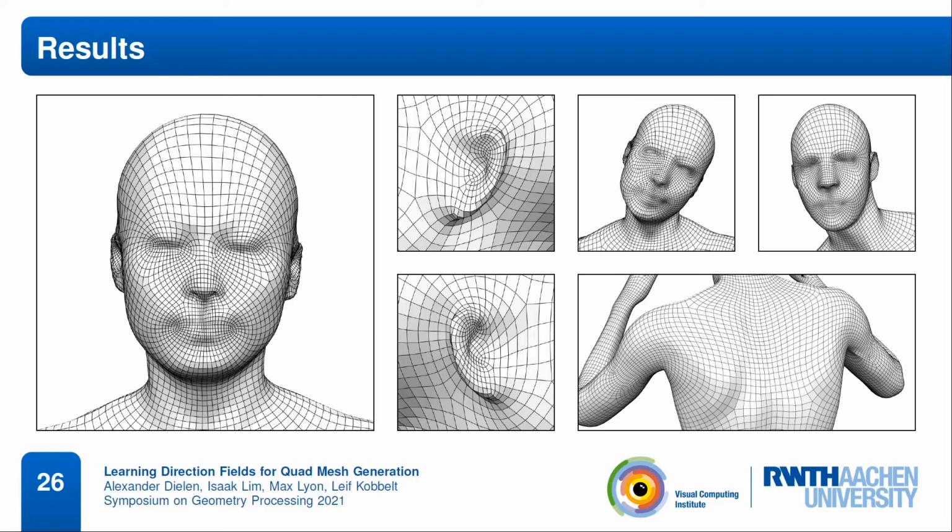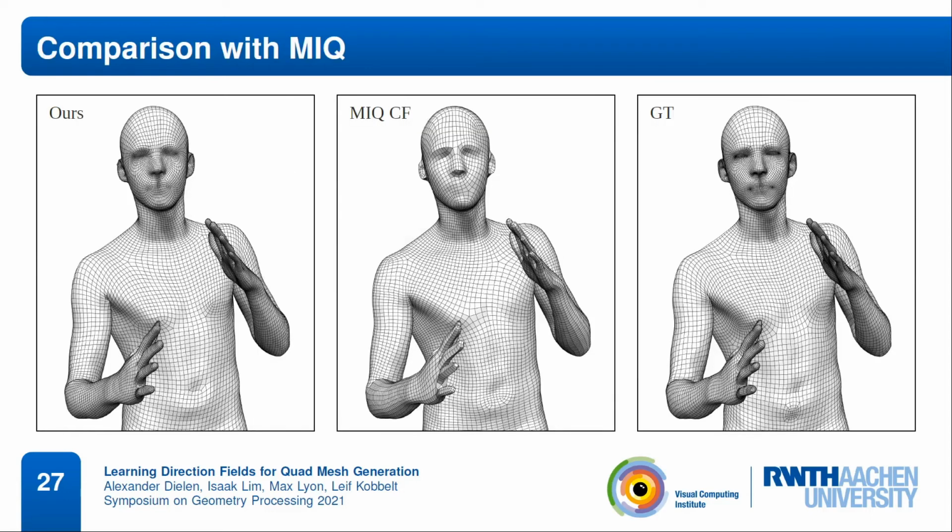In comparison with an existing field generation method, as for example the one employed by MIQ, we observe that our method generates quads that are much more similar to the ground truth. The perhaps most striking difference in overall fidelity can be observed in the faces of the depicted subjects, where our method manages to generate edge flows that are significantly more similar to those found in manually designed meshes.